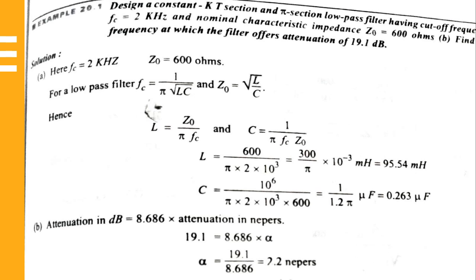The second, B part, is the attenuation constant, given as 19.1 in dB. If you want it in neper, you can convert. Attenuation in dB is equal to 8.686 into attenuation in neper. So 19.1 is equal to 8.686 into alpha, the attenuation constant. Alpha is equal to 19.1 divided by 8.686, and you will get 2.2 neper. If you want to convert back, it will be 1 by 8.686 in dB.